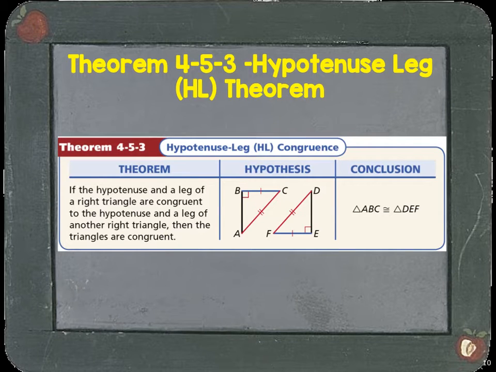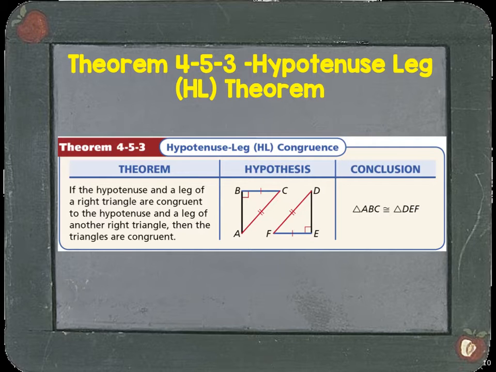Due to the last one, hypotenuse leg, or HL. It's the only one with 3 letters because we already know something about it. If it is hypotenuse leg, it means it's a right triangle, so you already have an angle in common. That's why you only need 2 letters. You already know there's a right angle. Now you're also saying the hypotenuses, the sides opposite, are congruent, and one of the pairs of legs is congruent.